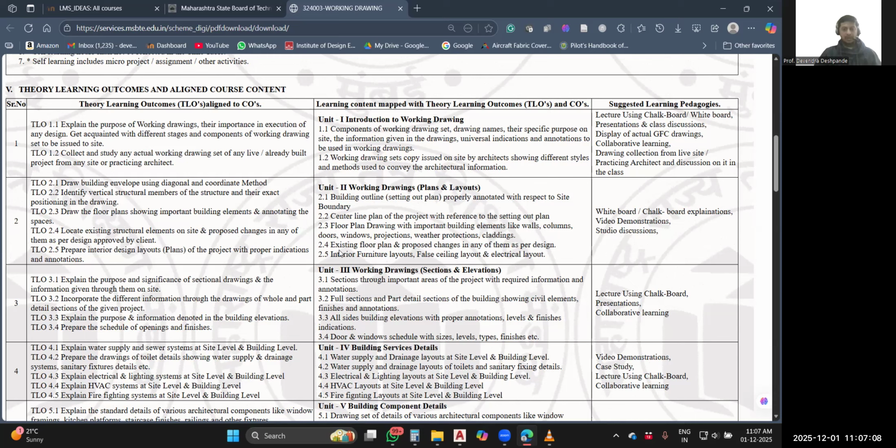Here you could see the TLOs, or basically the learning outcomes, assigned: the existing floor plan and preparing changes in any of them as per design. So this also talks about how we can measure the existing structure and even propose certain changes within the structure to make it more efficient. And finally, the interior furniture layout, false ceiling layout, and electrical layout that we are going to make for it.